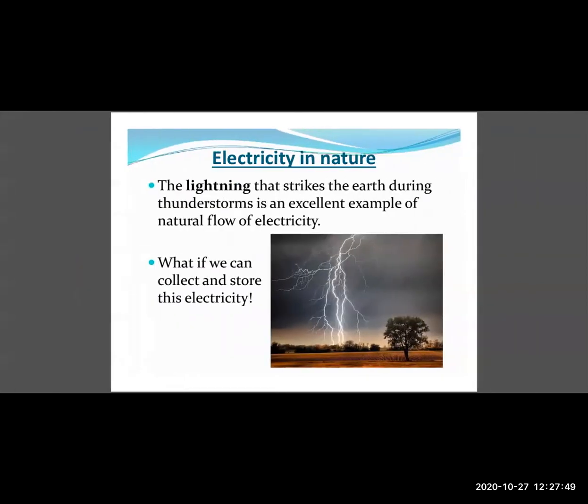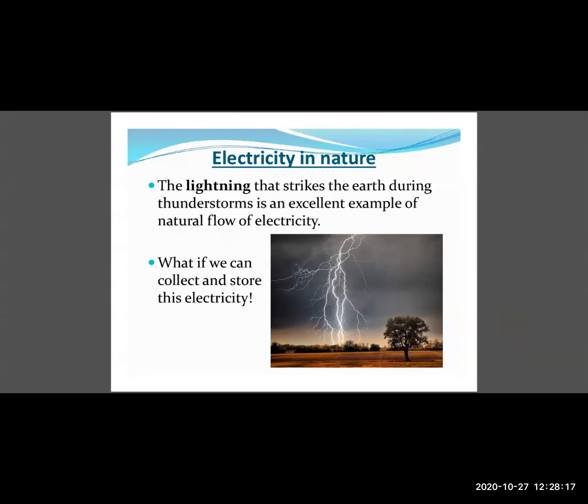Another example of electricity in nature: we do come across lightning strikes during thunderstorms, right? The lightning that strikes the earth during thunderstorms is an excellent example of natural flow of electricity. When thunderstorms occur, you have large clouds collecting above us. Whenever large clouds are created, you have tiny water droplets in the form of water vapor and a lot of dust particles present in the air.